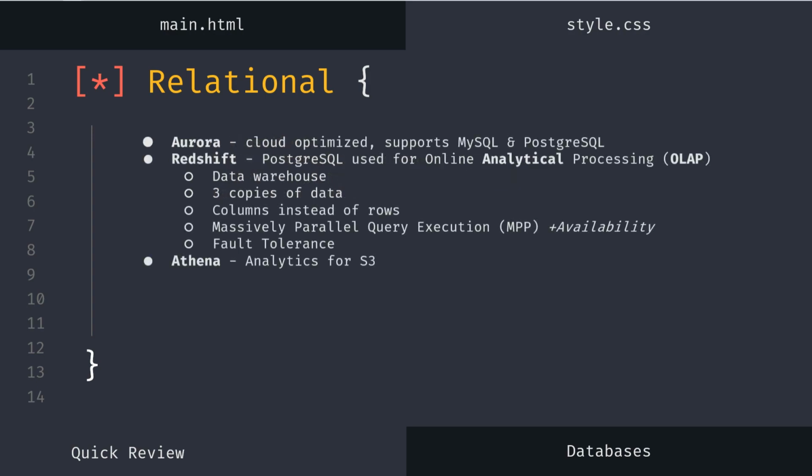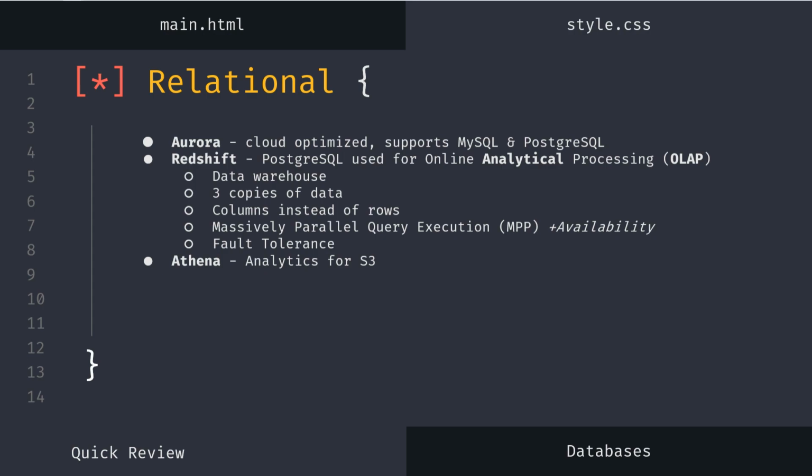Now we have some more applications. Aurora, which is just a cloud-optimized, more expensive version of RDS, which supports MySQL and Postgres. We also have Redshift, which is used for, instead of OLTP, OLAP, analytical processing. That's the key: analytics. Also, when it's mentioned as a data warehouse, that's a key too.